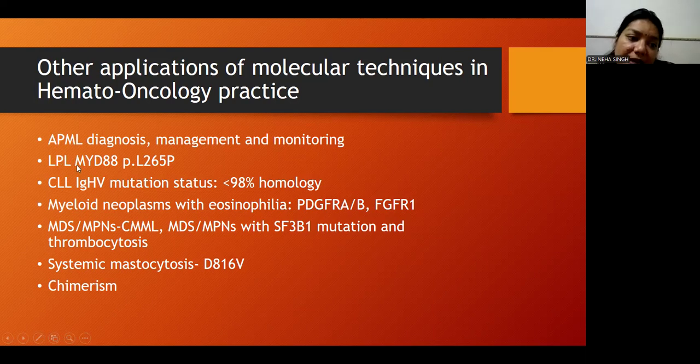We also can use MYD88 L265P molecular signature in confirming the diagnosis of lymphoplasmacytic lymphoma. If you are doing a CLL IGHV mutation status and you find that it is mutated, which means there is less than 98% similarity to the normal reference sequence, then this patient will behave better in response to treatment. If the patient is young, less than 40 years of age, the response will be better to FCR regimens if the patient has a mutated status.